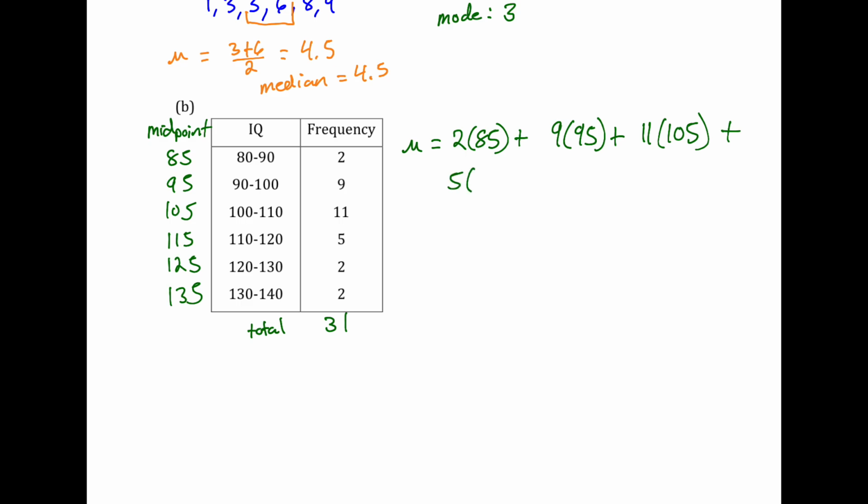5 times 115, 2 times 125 plus 2 times 135. So this is how I can get around doing all 31 numbers in the big list, because that would be ridiculous. We can get away with it by multiplying each one there. So we still only have our 6 real numbers to add together.